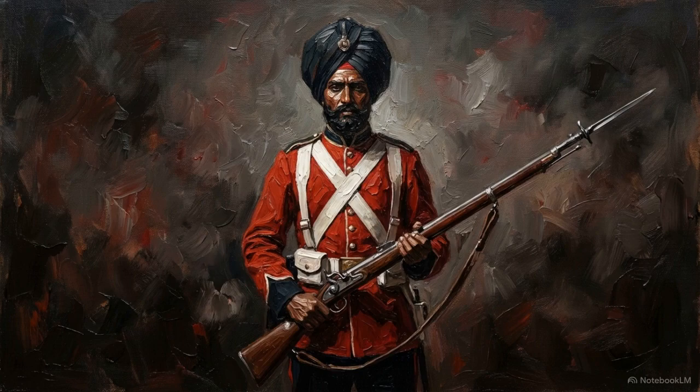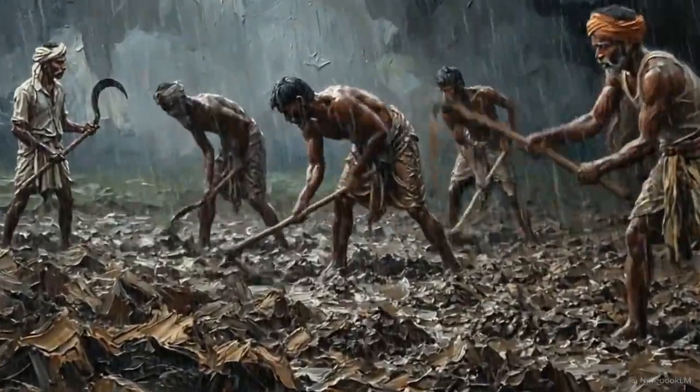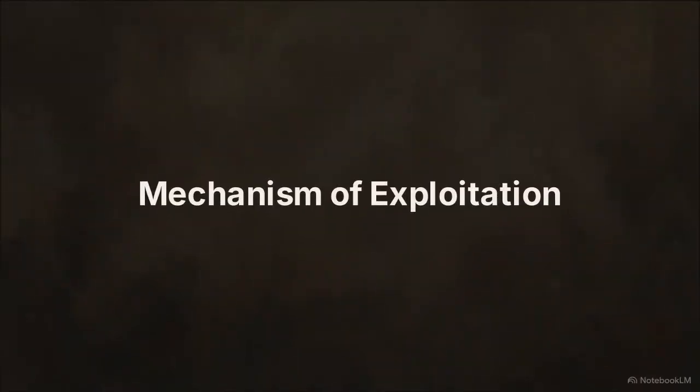Standard histories of Indian resistance usually begin with the 1857 Sepoy Mutiny. Yet for a century before those soldiers raised their rifles, the first anti-imperial wars were already being waged by the poorest farmers and tribal groups in the fields of Bengal. This map illustrates the mechanism of their exploitation.